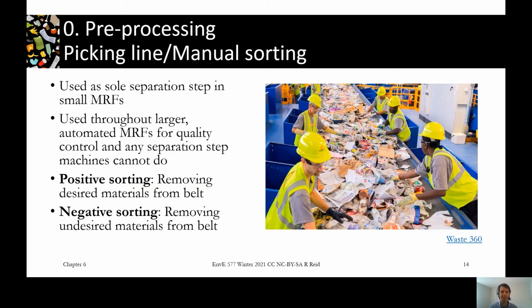We've got our picking line or manual sorting. So you can imagine this would be a lot to do to all the recycling, but it can be effective in taking out priority items. And they'll either be what's called positive sorting, so that's removing what you want from the belt of material going by, or negative sorting, which is removing what you don't want from the belt. So if you're taking out contamination, that'd be an example of negative sorting.